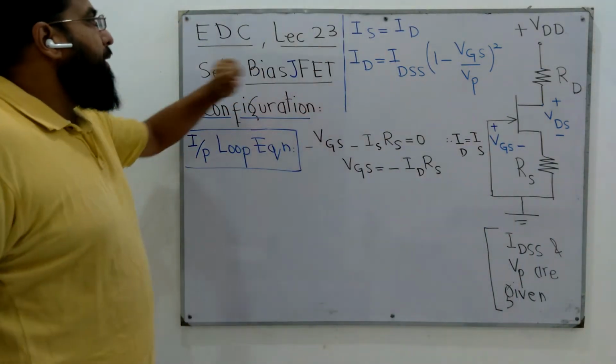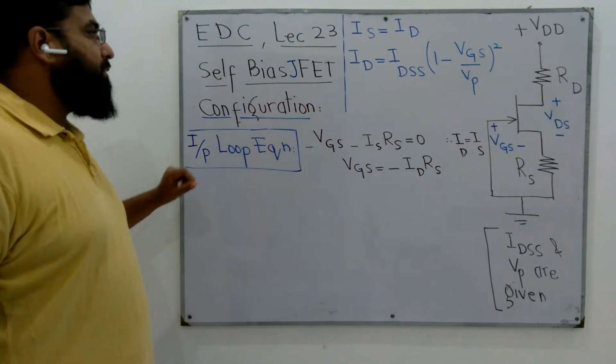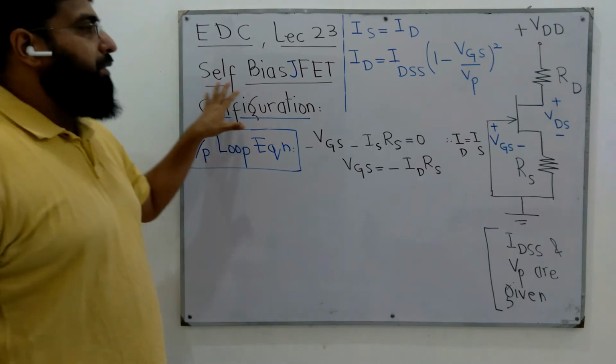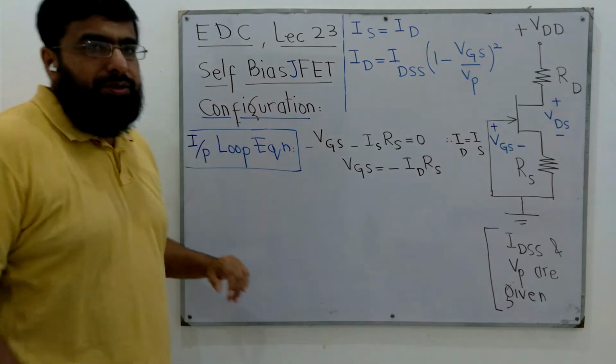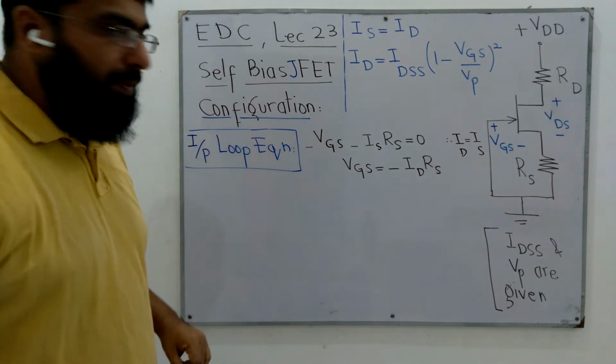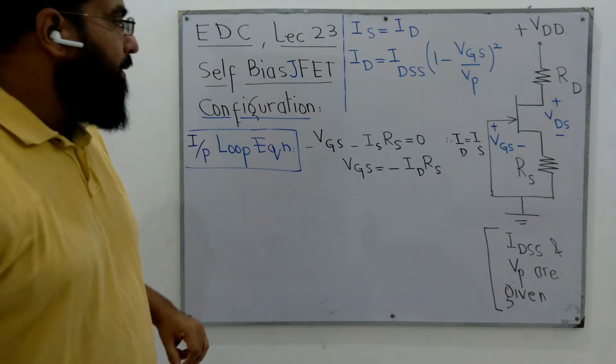Welcome to the 23rd lecture. We are studying electronic devices and circuits. In this lecture, we will study the self-bias JFET configuration. In our earlier lecture, we studied the fixed bias JFET configuration.